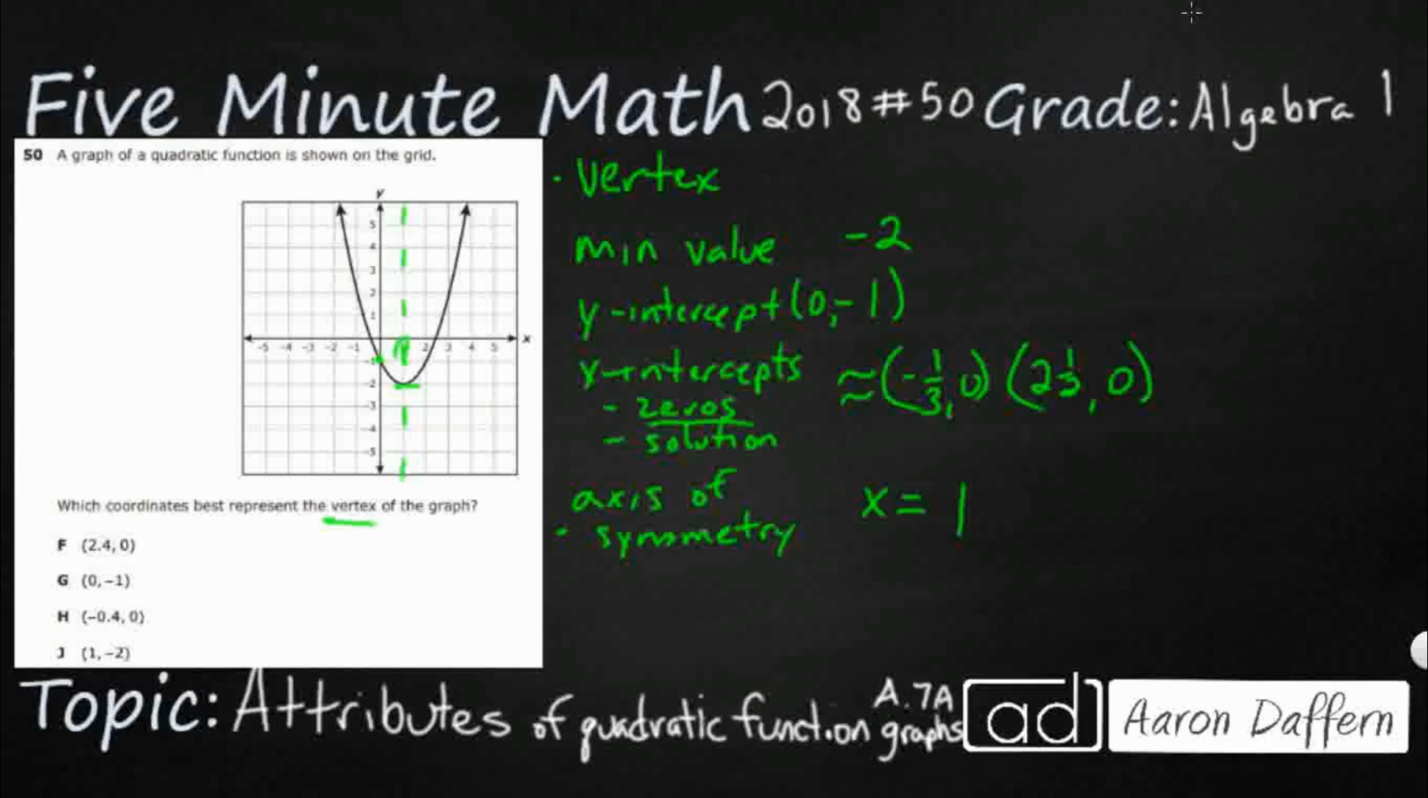So finally, we're going to get to our vertex right here, which we could have just graphed. But I want you to see that the vertex actually has the x value of the axis of symmetry and the y value of your minimum or maximum value, depending on which way it opens. So your axis of symmetry is 1. Your minimum value is -2. So that is going to be our answer. That's the vertex, J.